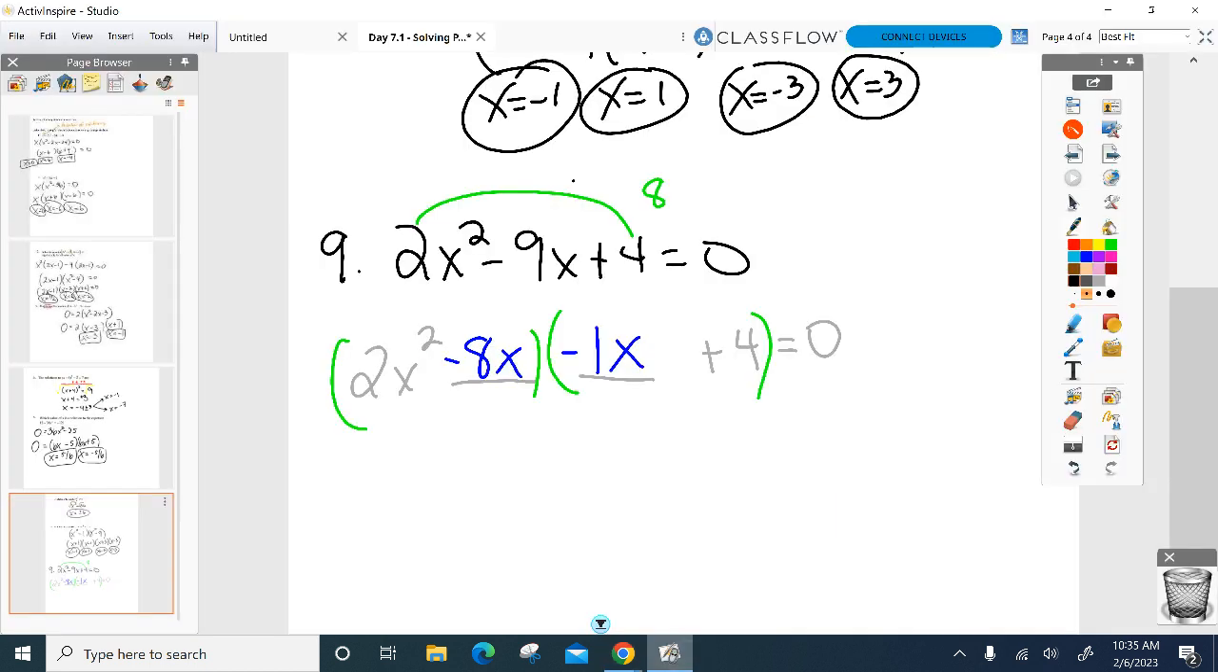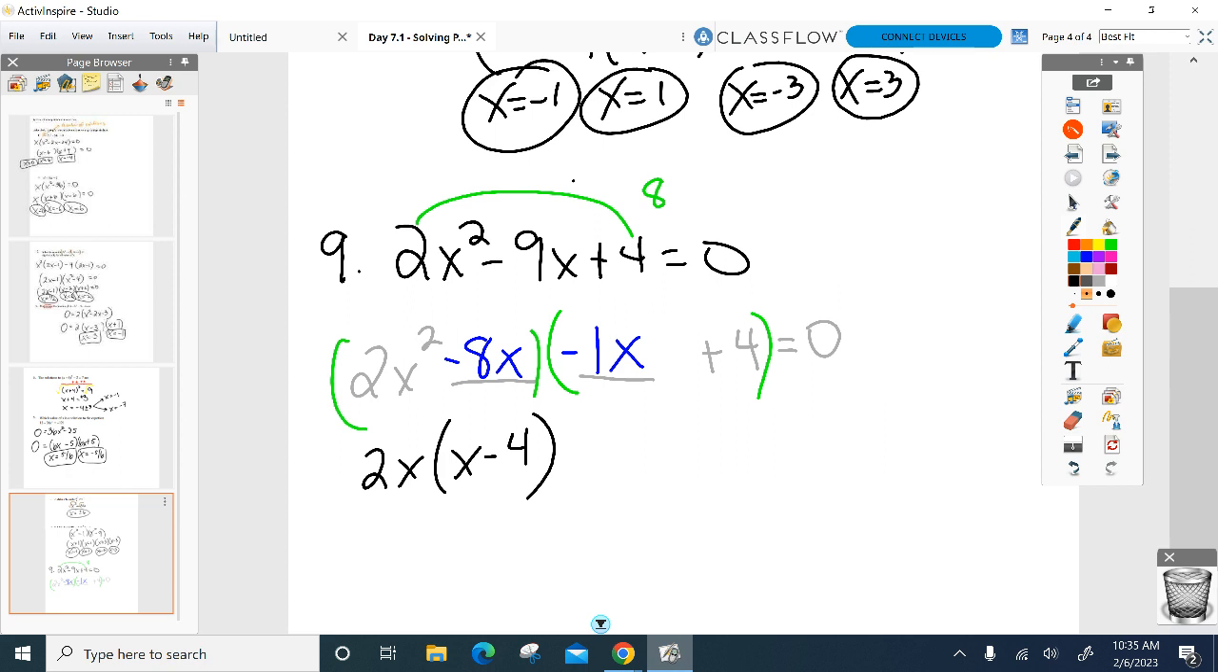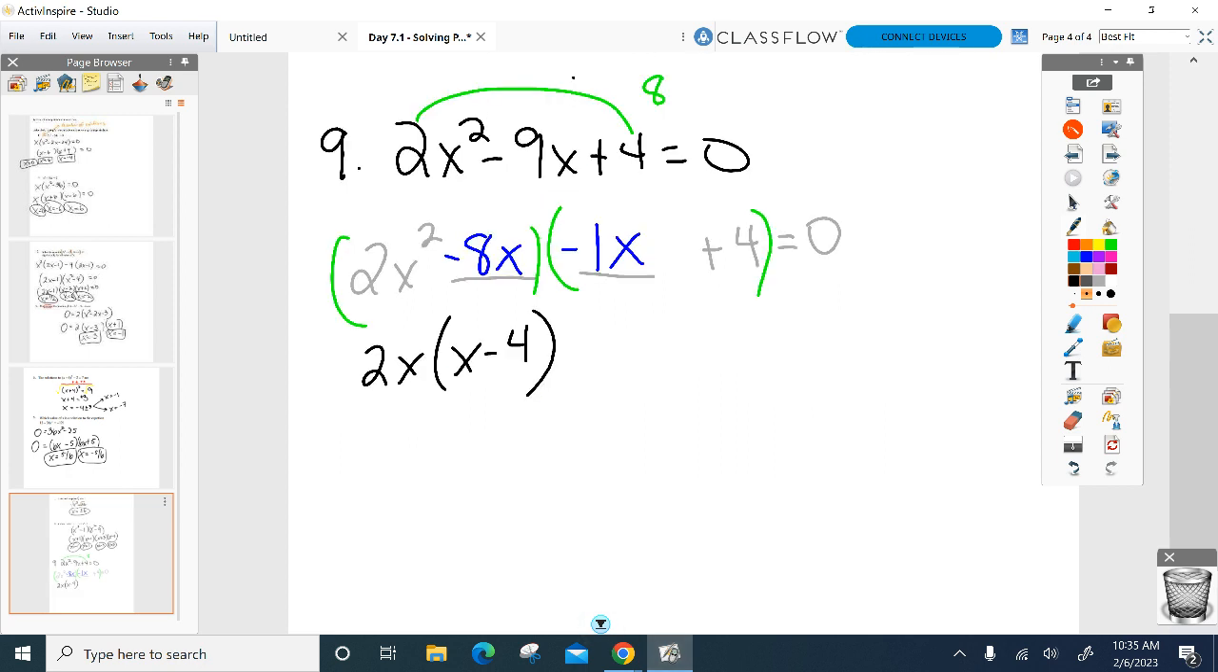What can I take out of the first one? 2x. What are you left with? x minus 4. Thank you. What do you want to take out of the next one? So I'm also left with an x minus 4. Guys, did a nice job today. I need to take a GCF out of this one now. Do you want me to take out a 1? -1.